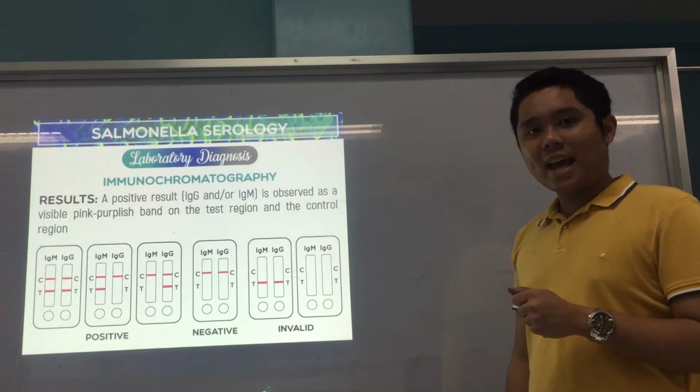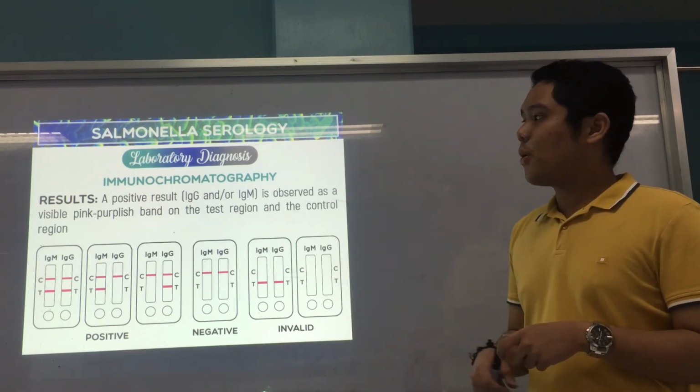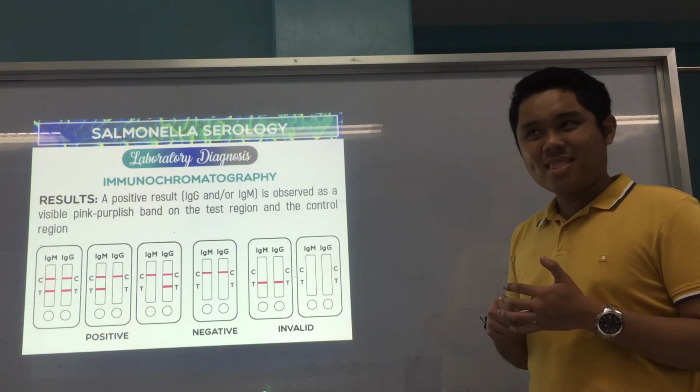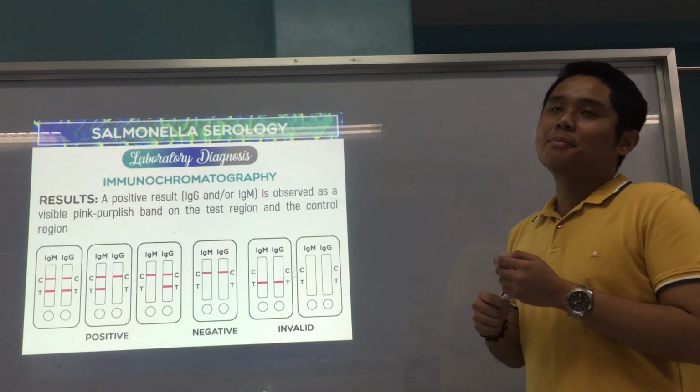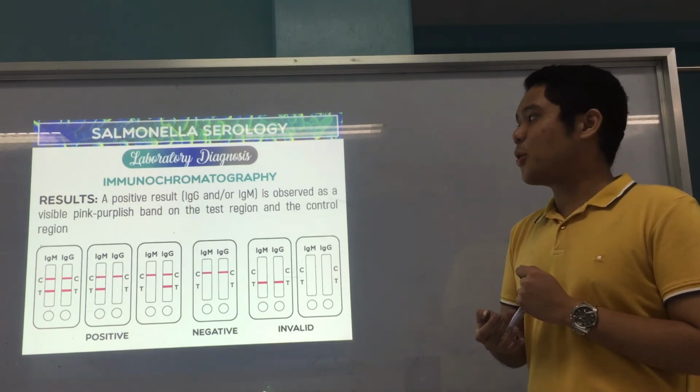So I hope you got it. Alright? I think this is what we're going to perform in the lab, or the Widal test. I'm not sure, I'll have to ask. But yes, so that's for immunochromatography.